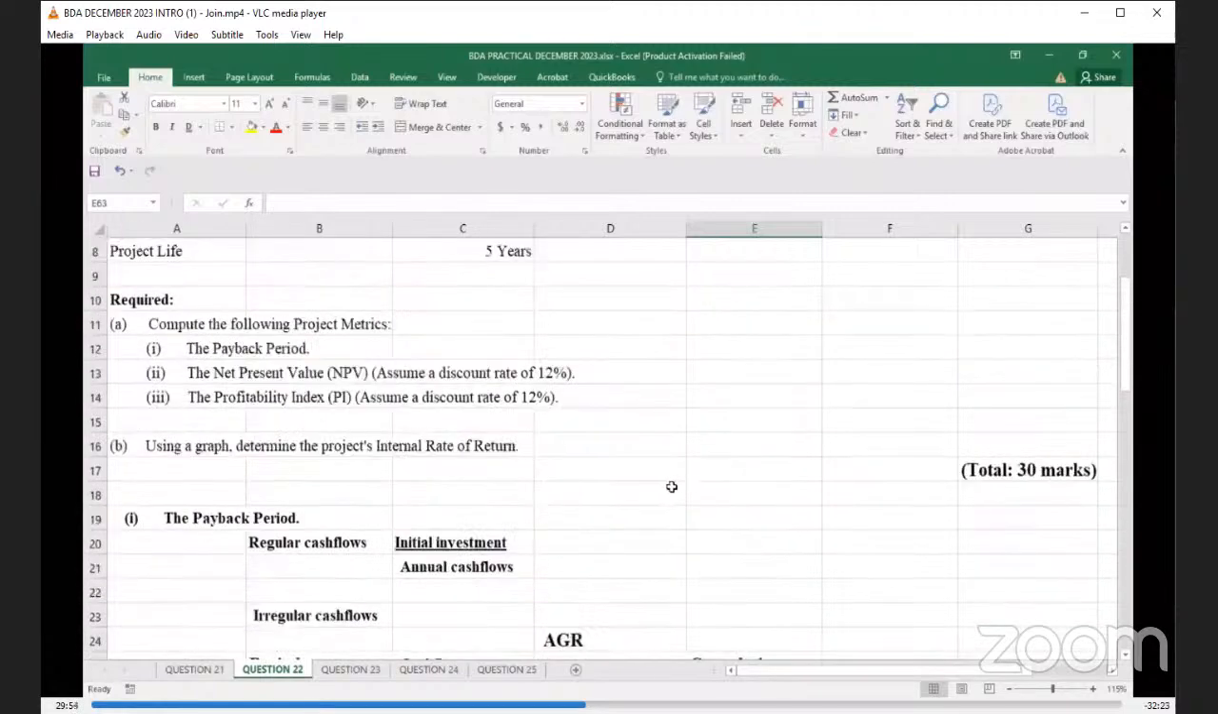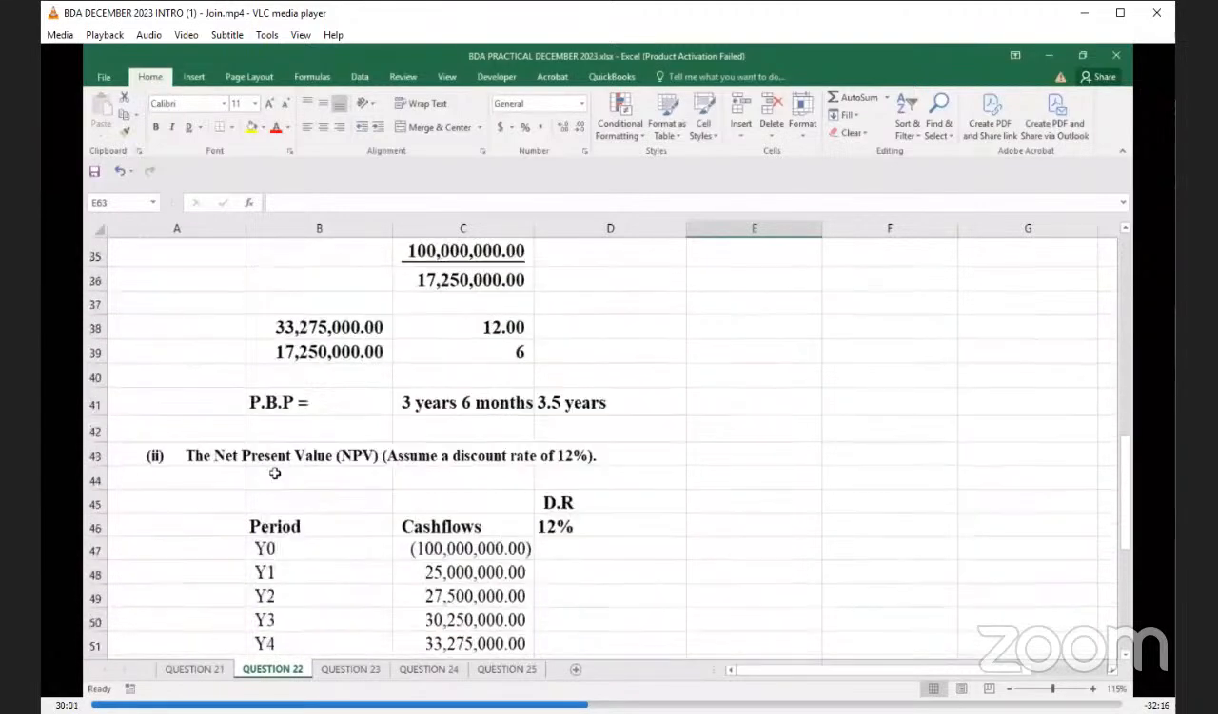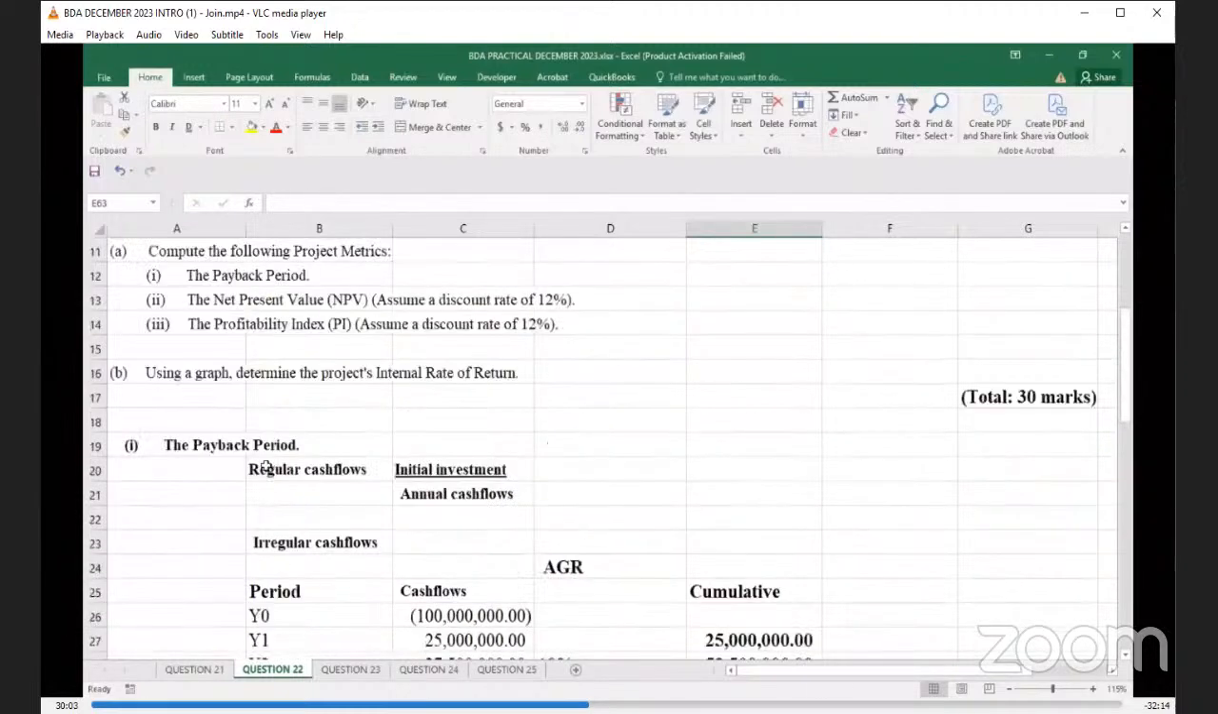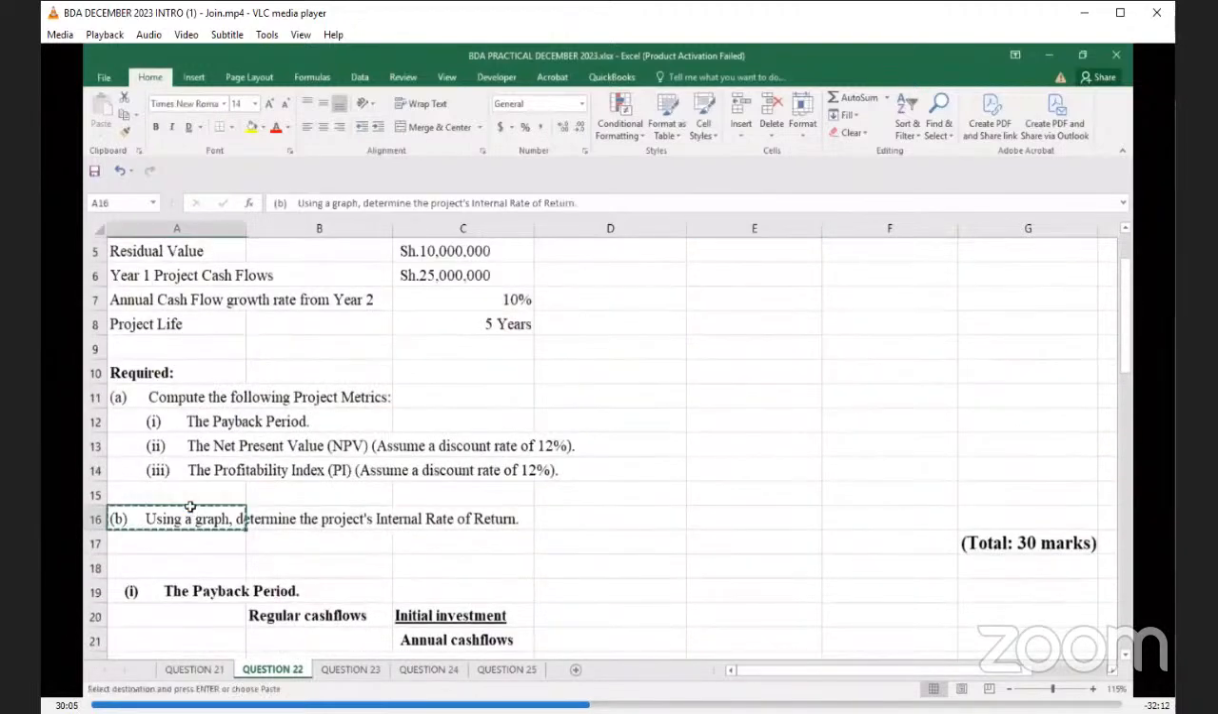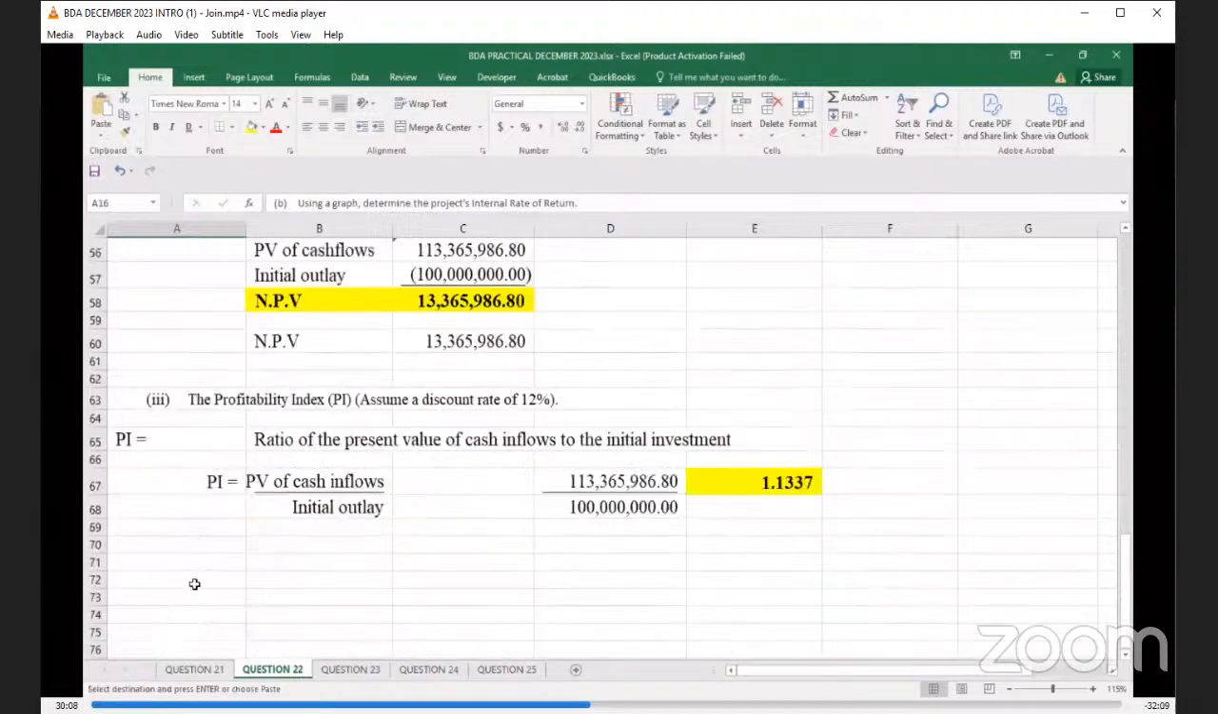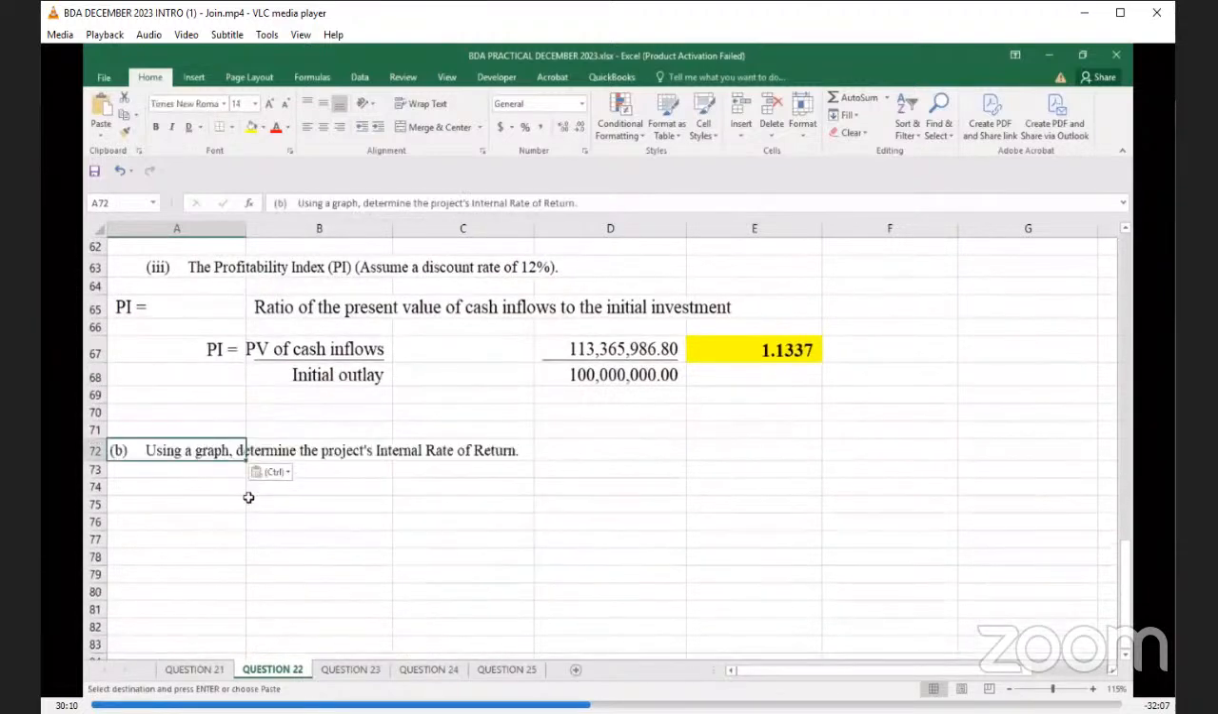We proceed to the next item here, where we were at: using a graph, determine the project's internal rate of return. As simple as that. That's what the example wanted us to do, but again, this is very simple.